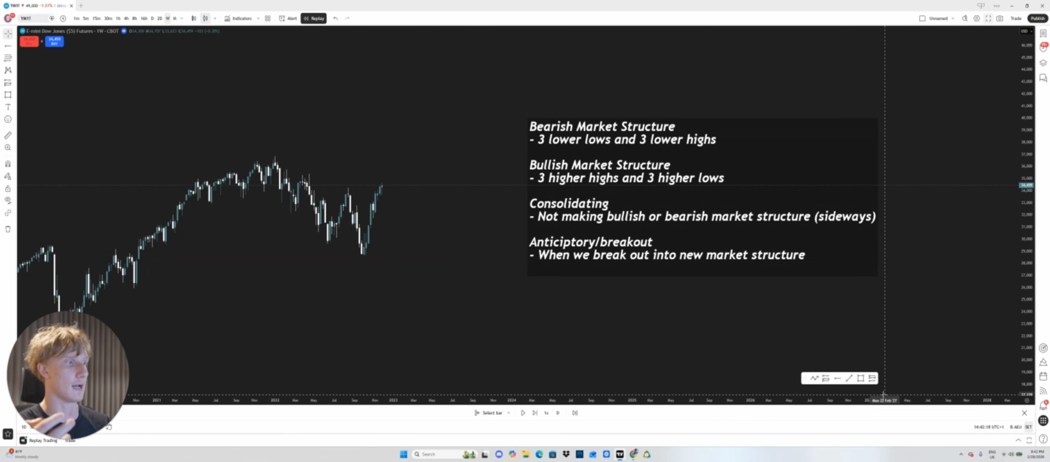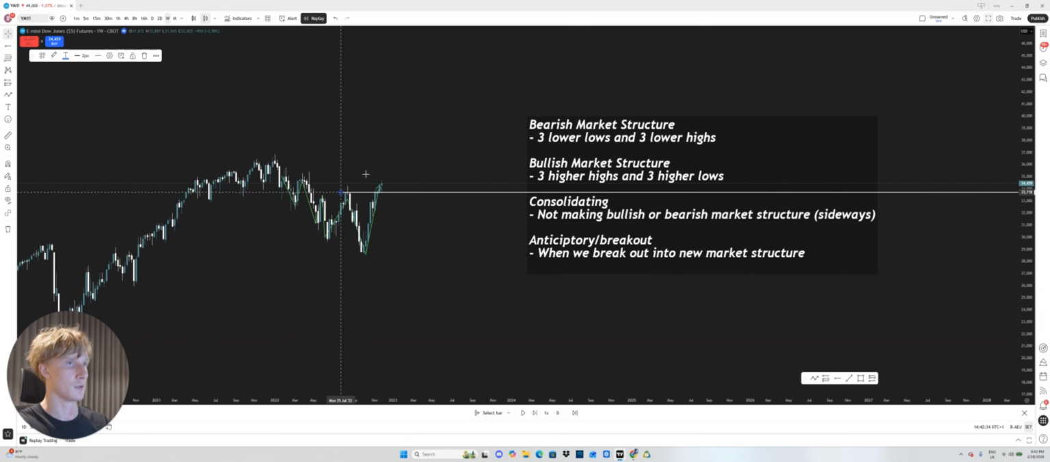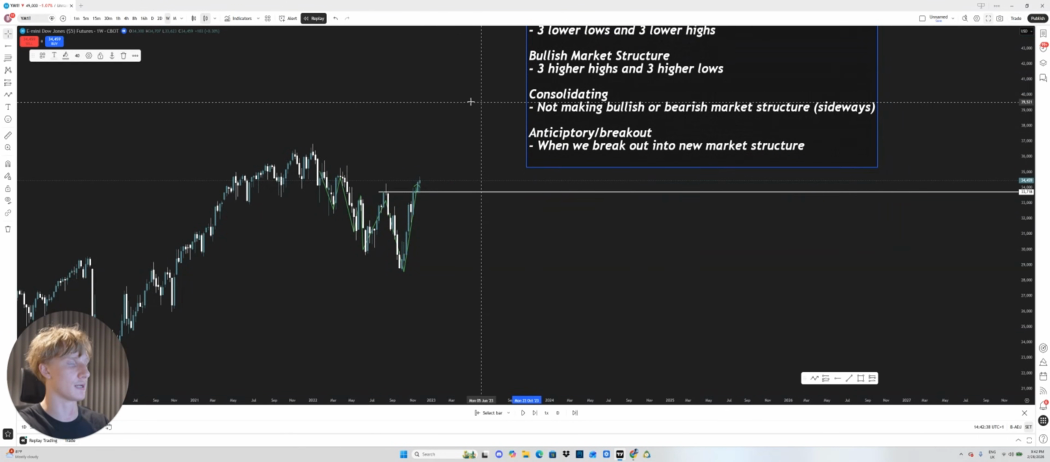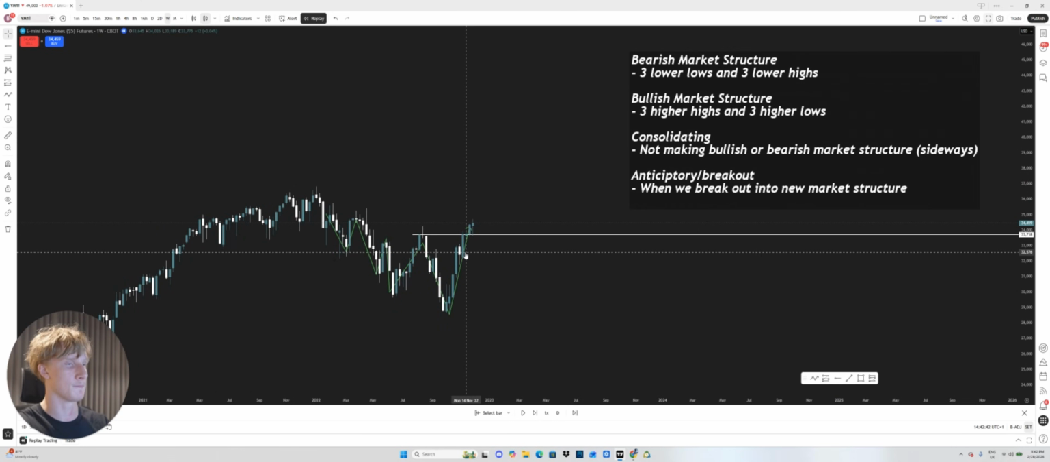So we can see here that until this point, we was making bearish market structure. As you can see, low, lower low, lower low, lower low. And now we can see what has happened is that we have closed past this previous high. Okay. So what does this mean? It means that we are anticipating that we are about to break out into a bullish trend. We're breaking out.